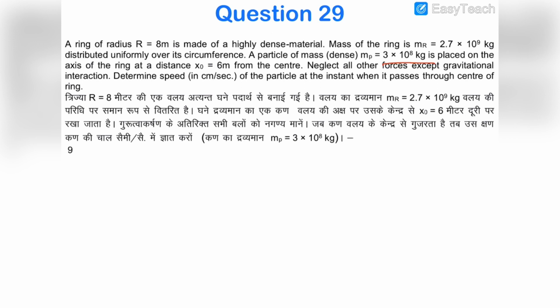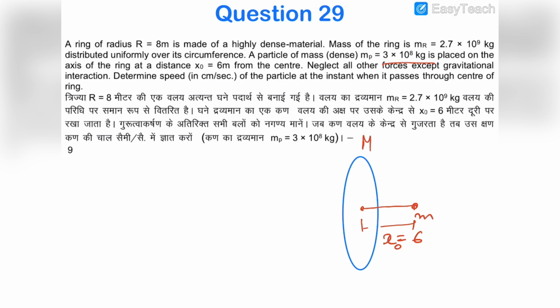So this is the case in which, let us draw the scenario that this is the ring, and the mass of the ring is, let's suppose, m1, and the mass of the particle is small m, and this distance is x, which is equal to 6 x naught. So we have to find out the velocity of this particle when it would pass through this point.